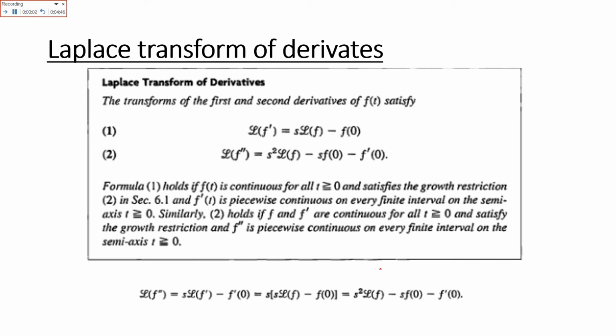Now the Laplace transforms of some derivatives. Till now we have studied the Laplace formula for the simple functions, but we can also take the Laplace upon the derivatives as well. The transform of the first and the second derivative of f of t is: Laplace of f dash of t is equals to s Laplace of f minus f of 0.